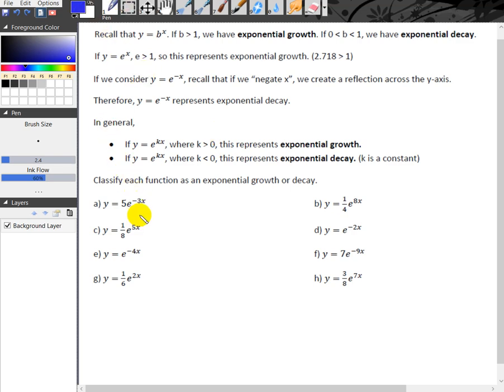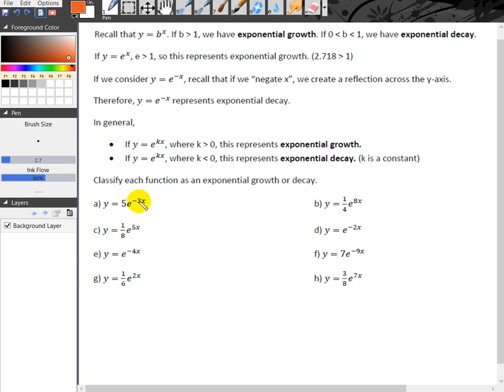I purposely put in some numbers here just to kind of throw you off, but really all we're looking at for these problems is just the piece that's in here. So you see here, and here, and here, and here. We're only looking at that part in order to figure out if it's exponential growth or decay. We're not going to worry too much about the number in front. The number in front only tells us it's going to be vertically stretched or vertically compressed by a certain factor. All right, so we want to classify each function as exponential growth or decay.